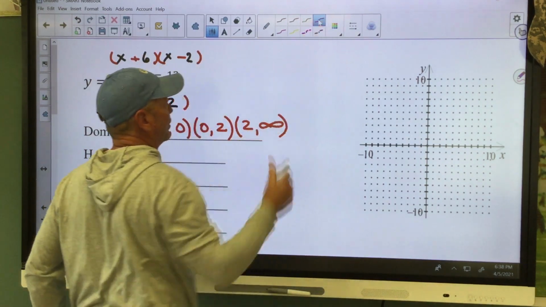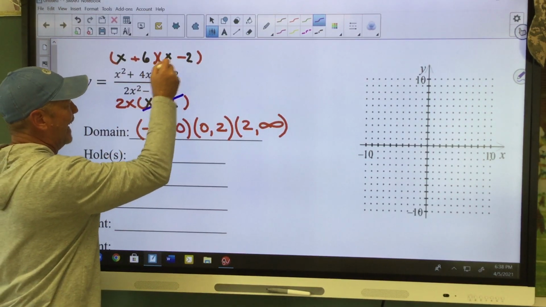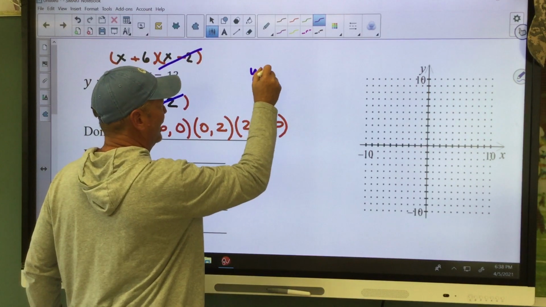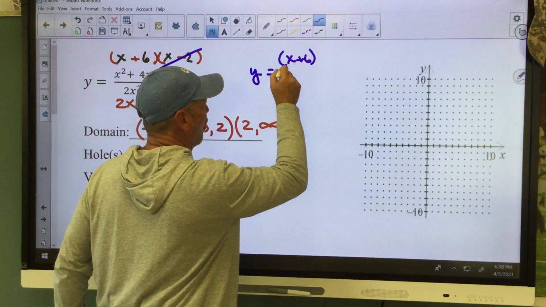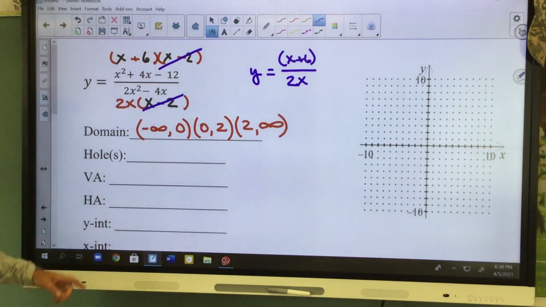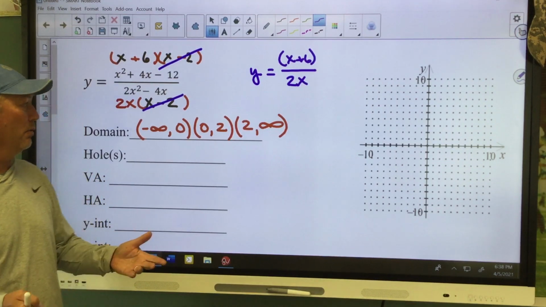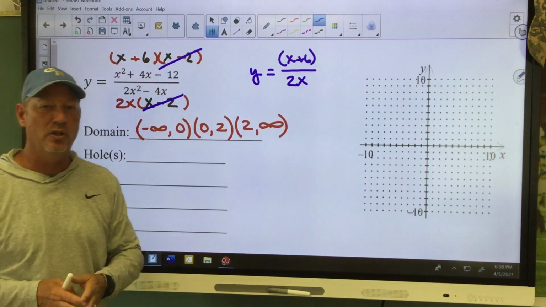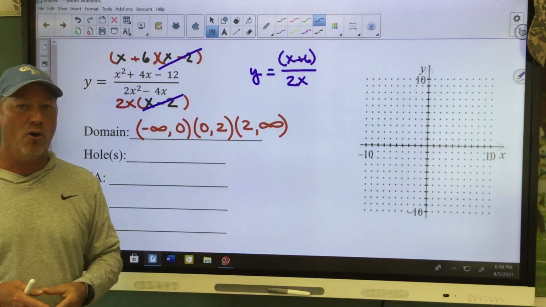And now we're going to reduce. The x minus 2's can cancel. And what are we left with? y equals x plus 6 over 2x. So the next thing we have to ask ourselves is, will there be a hole for this problem? Well, did anything cancel? Yes, the x minus 2's cancel. So if you have a factor, or sometimes factors, that cancel, you will have a hole.